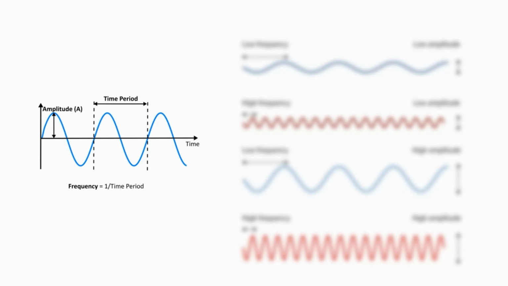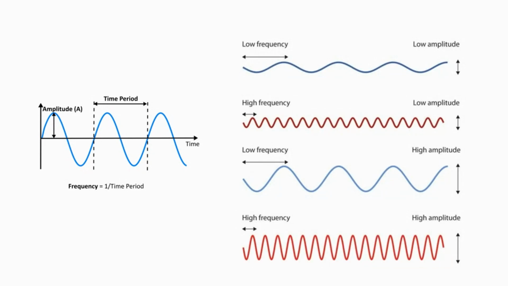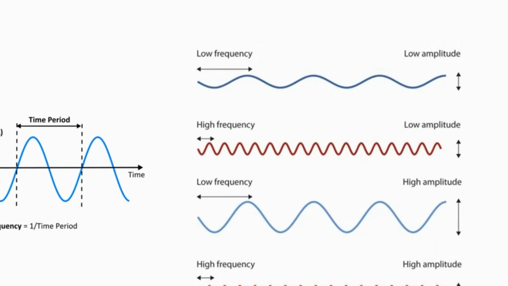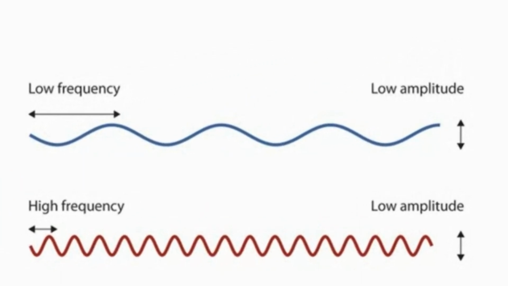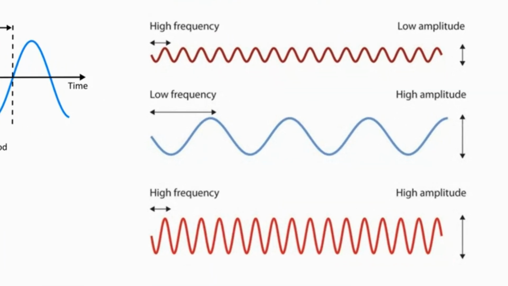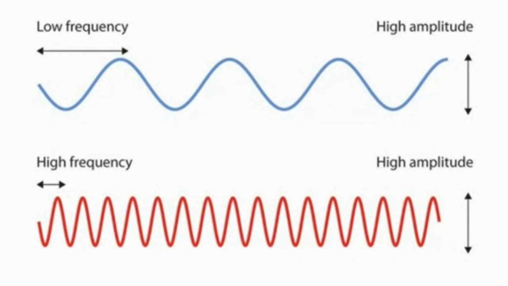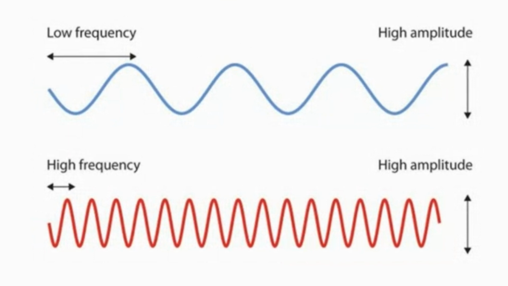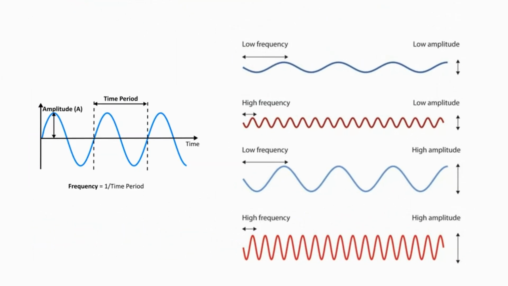Based on this, waves can have different combinations. A low amplitude wave can have low frequency or high frequency. Also, a high amplitude wave can have both low frequency and high frequency. We have these four possible combinations for the wave: frequency and amplitude. Let's bear this in mind when we are discussing this cyclic motion of the transmission line conductors.